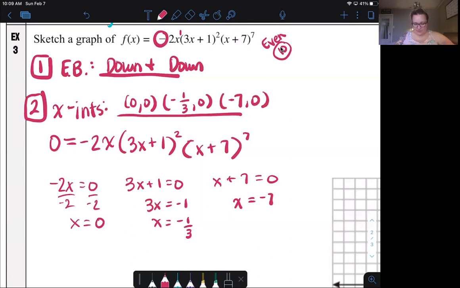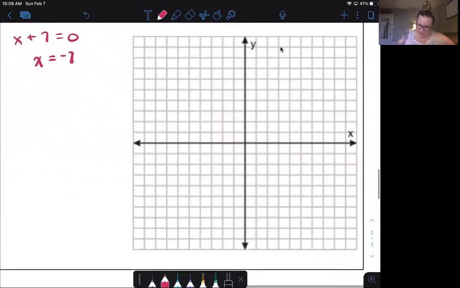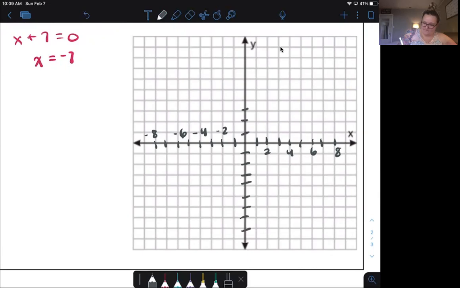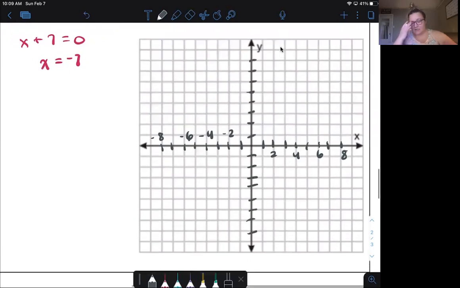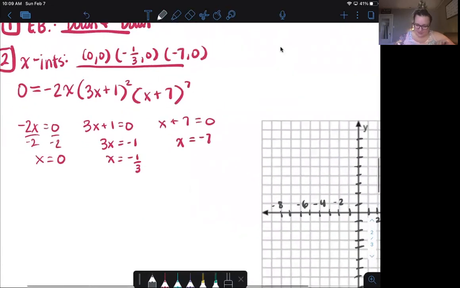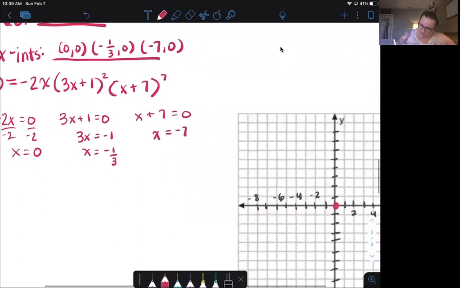Fun stuff. All right, let's get those graphed. Let's get our graph labeled. And then let's graph those points. So we're going to be at (0, 0). Negative 1/3 is right after (0, 0). And then (negative 7, 0).